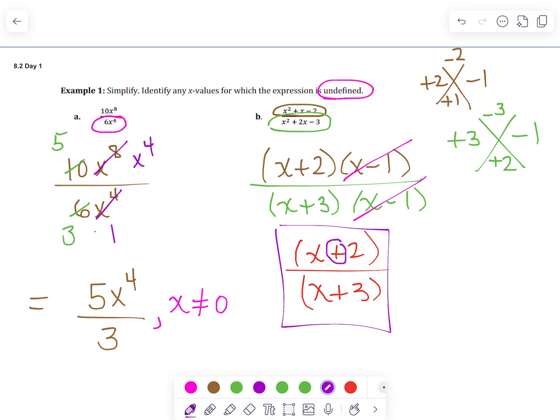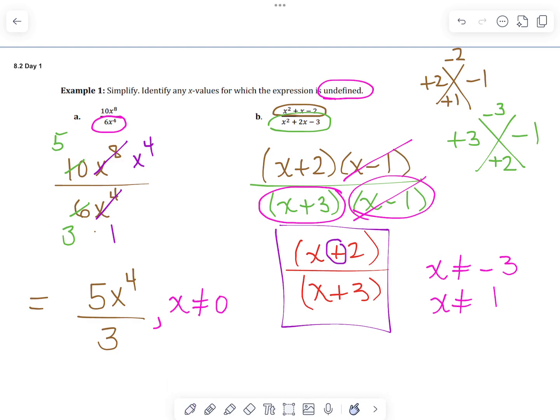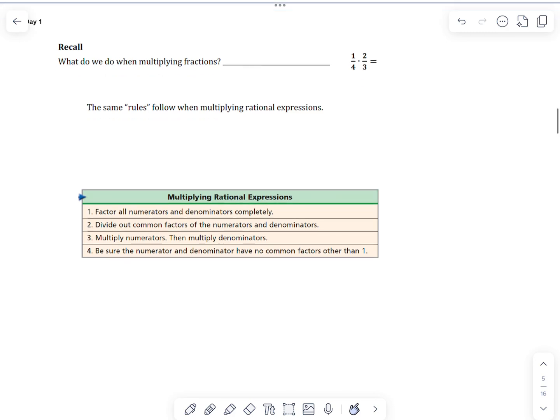And then we want to find out what would make it undefined. So we use the original problem. What would make this factor undefined? We don't want it to be negative 3. And we look at this denominator here, that factor, we do not want it to be positive 1 because that would make each of those factors 0. So those are our domain restrictions.